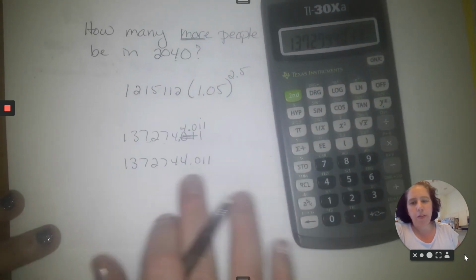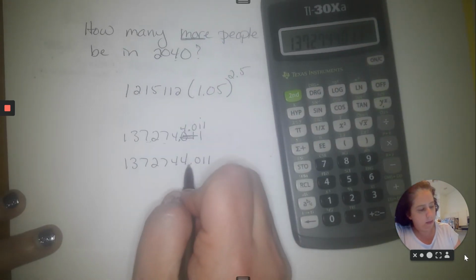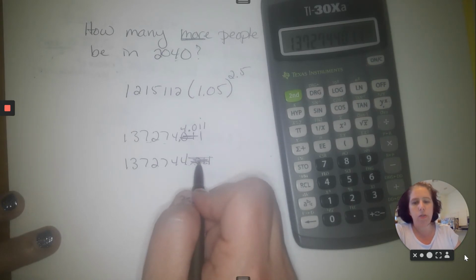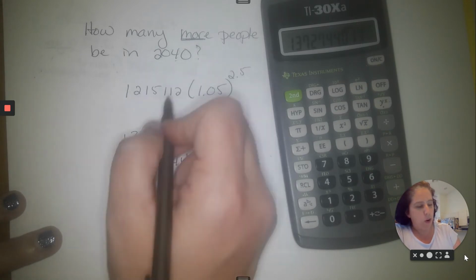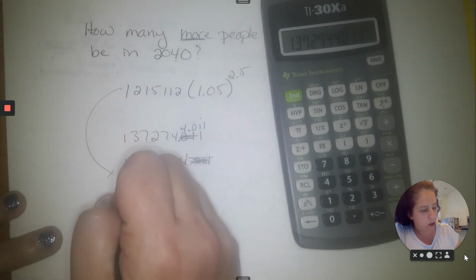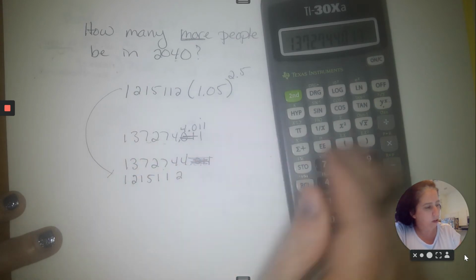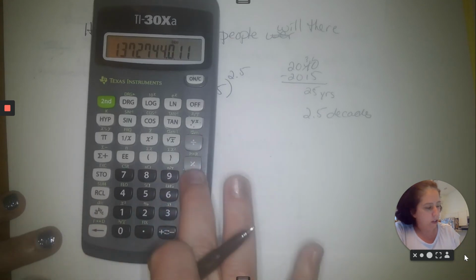Now I can round this and that's fine. That's a 4. This is a 0, so that really kind of just goes away. Remember, if this number behind it is less than 5, it stays. But that's not the answer. I want to know how many more people. So what we're going to do is subtract. So 1, 2, 1, 5, 1, 1, 2. Take this number, so you subtract the original.